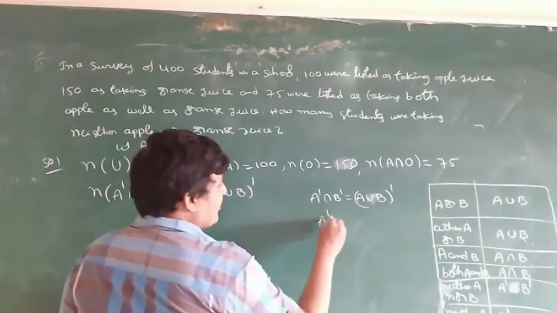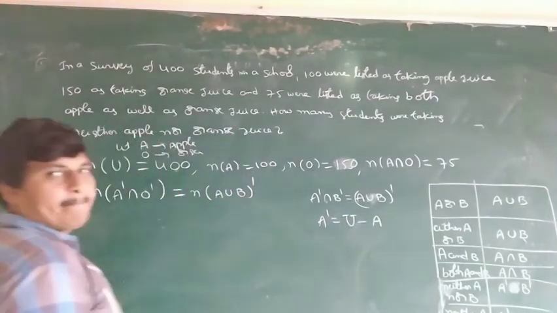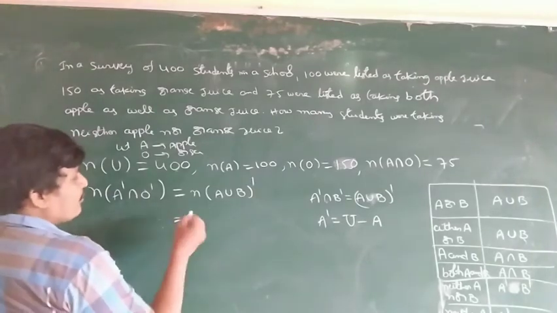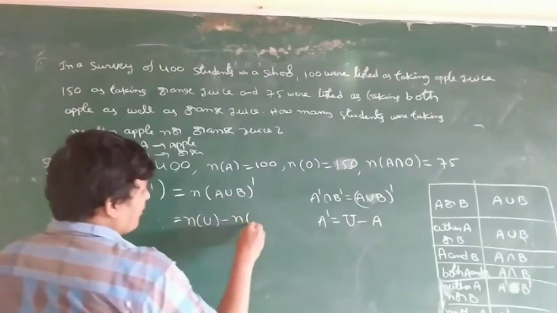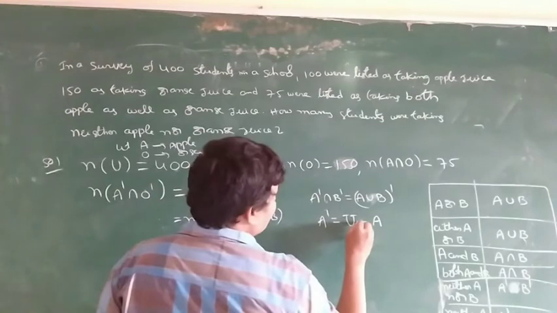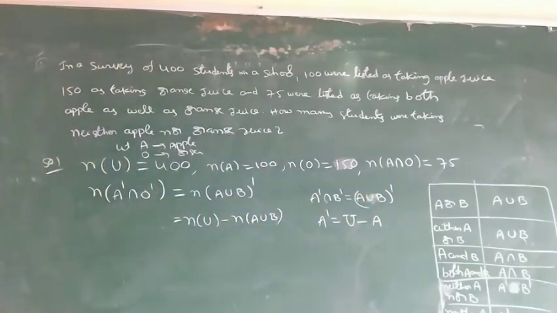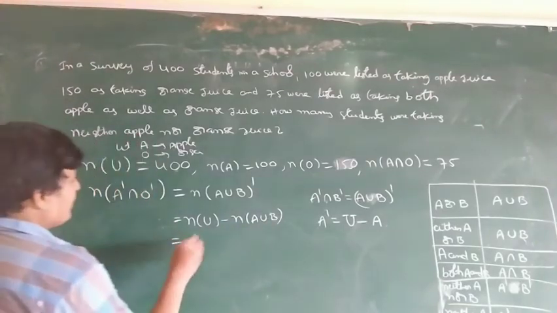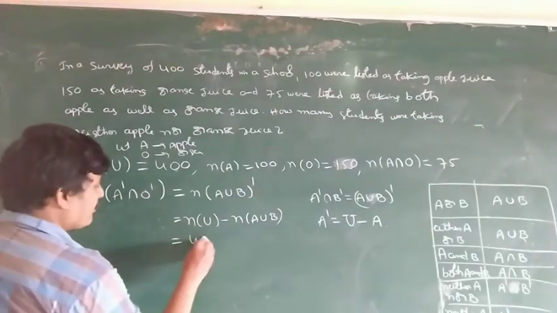So A complement is equal to universal minus A. So N of A union B whole complement is N of U minus N of A union B, because A complement is equal to universal minus A. N of U is equal to 400.